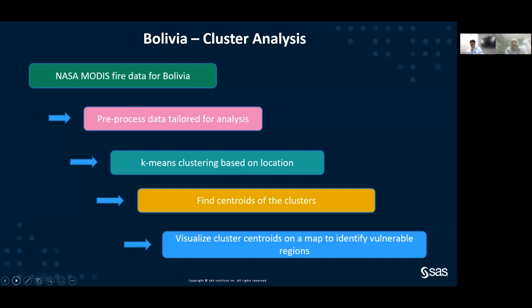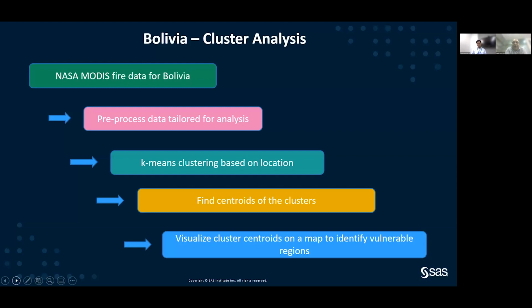So here the idea is to again identify geolocations for vulnerable areas where there could be possible base stations. But we've taken a slightly different approach here. Here we are trying to do clustering on the fire data and to come up with the geolocations. So just like in the previous analysis, first when we got the data, we had to clean it up. We had to pre-process the data so that we could tailor or customize it based on the needs of the analysis.